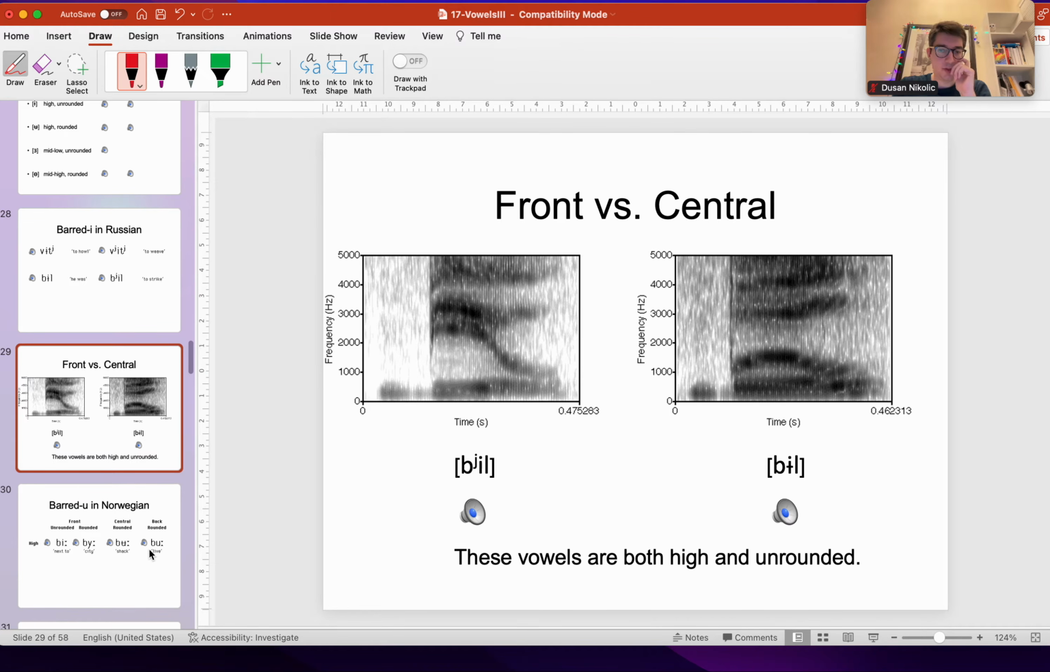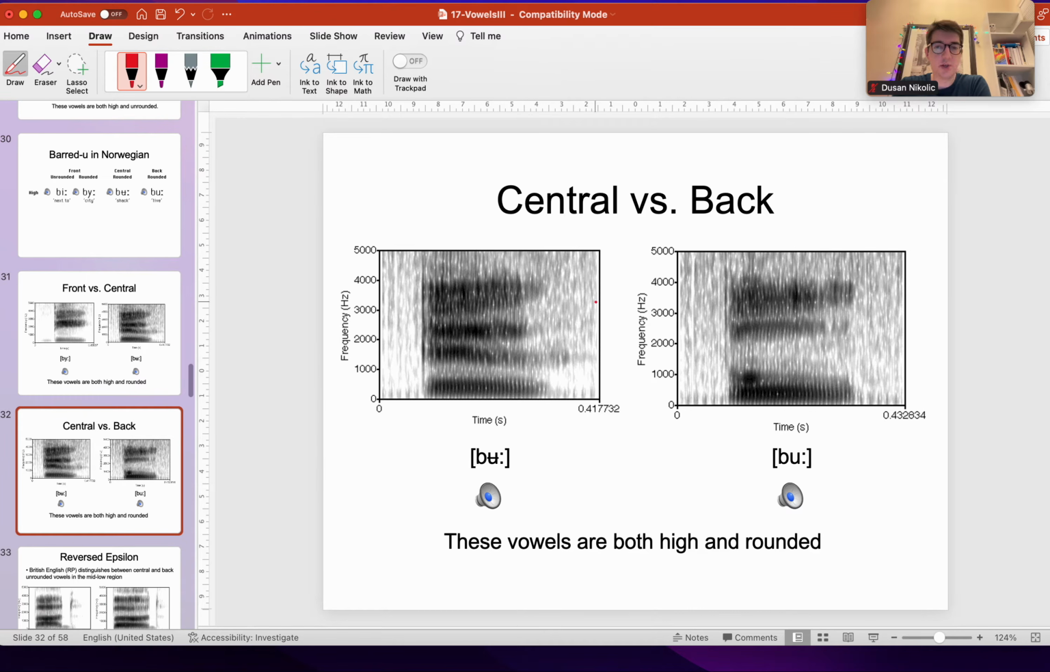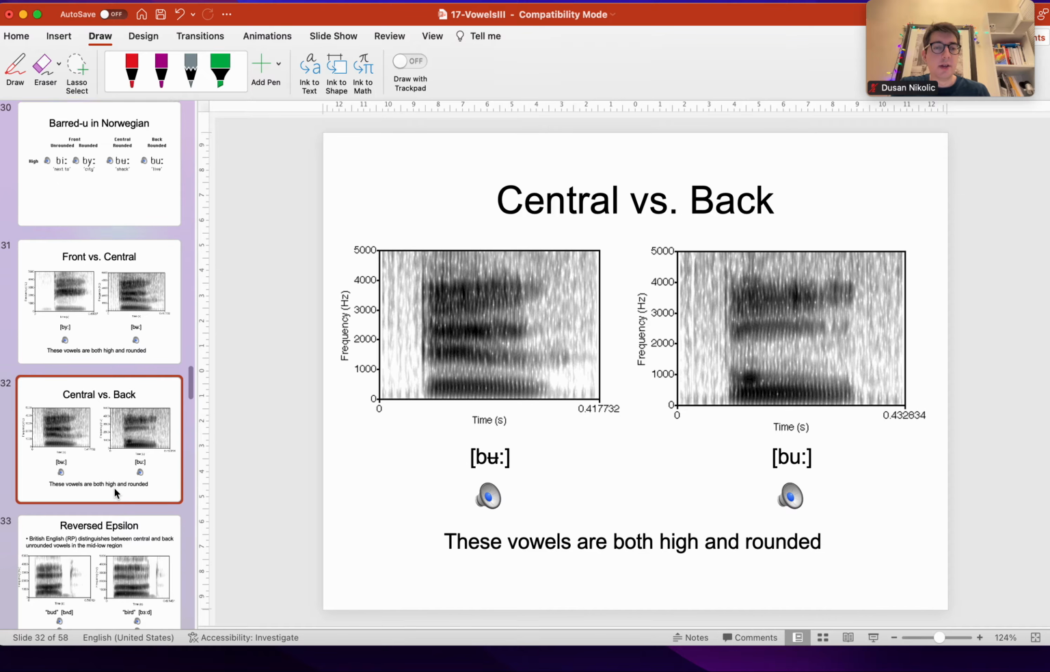Okay, now that we know this, we can go to these two, which are barred U. Right, you can see clearly that F2 is almost overlapping with F1, and here there is a difference because this one is fronter, right there.